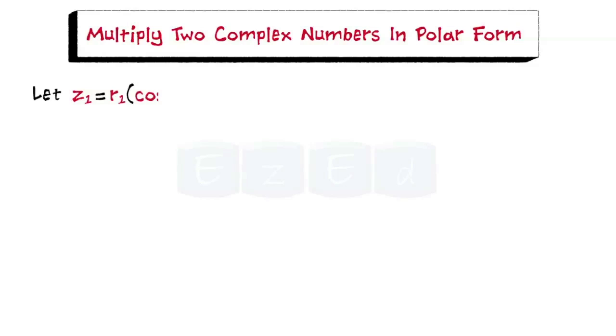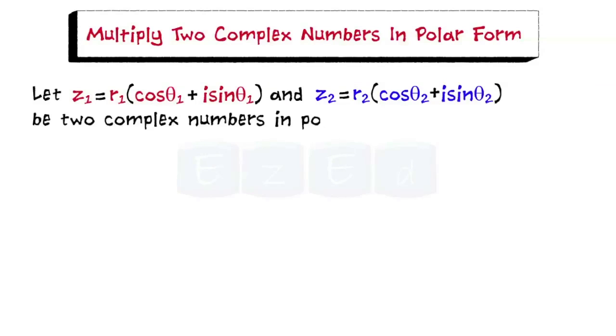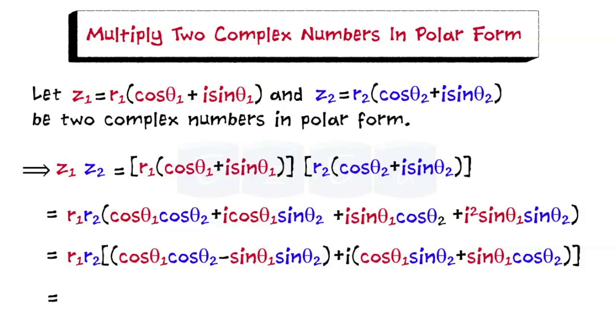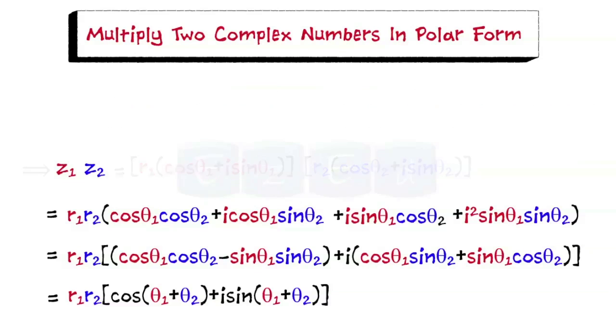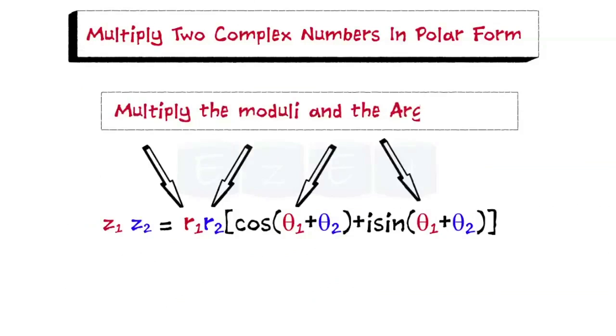Let's multiply two complex numbers in polar form. Let z1 equal to r1 cos theta 1 plus I sin theta 1 and z2 equal to r2 cos theta 2 plus I sin theta 2 be two complex numbers in polar form. This implies z1 times z2 on multiplication and simplification gives us r1 times r2 times cos of theta 1 plus theta 2 plus I sin of theta 1 plus theta 2. This says to multiply two complex numbers in polar form, multiply the moduli and add the arguments.